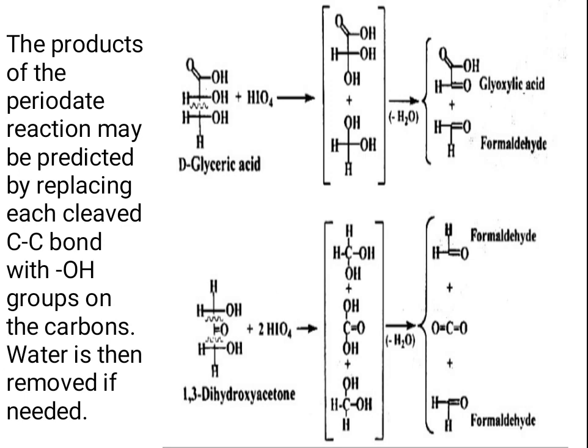Just break these two bonds and then add OH to all of these carbons, and in the middle carbon there will be two OH. In this carbon, two OH groups will be added, and then eliminate water. So you will get formaldehyde, carbon dioxide, and another formaldehyde.